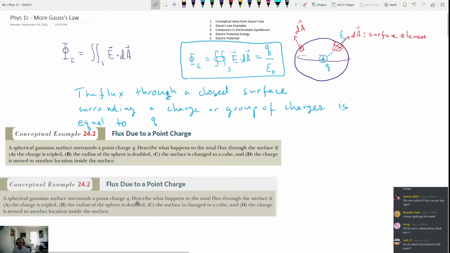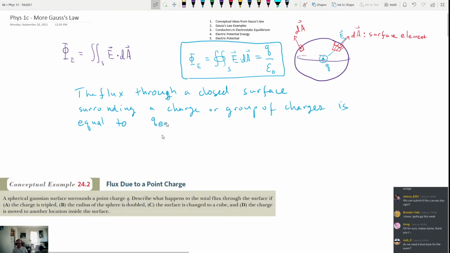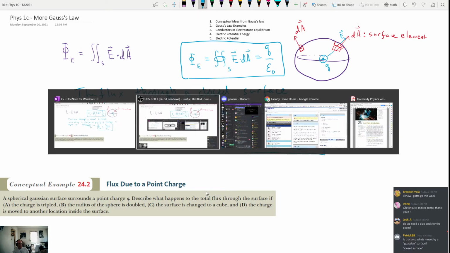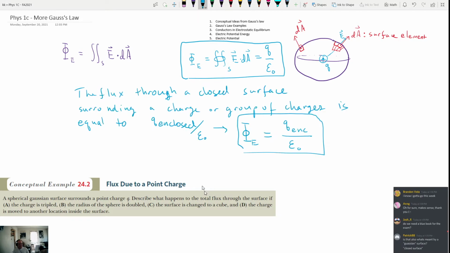Scoot this down just a little bit. So the way that I would write this is the total flux is equal to the charge enclosed divided by epsilon naught. And you have to add up all of the different charges that you have. But when you do that, the net flux ends up being equal to charge enclosed divided by epsilon naught.